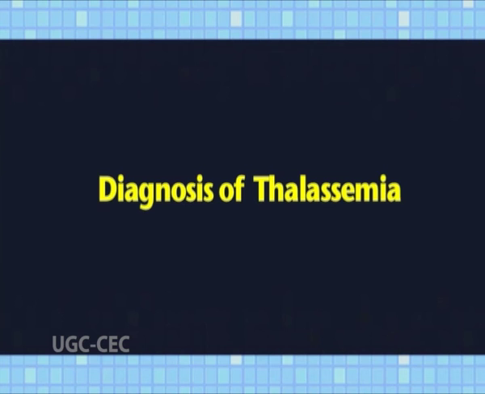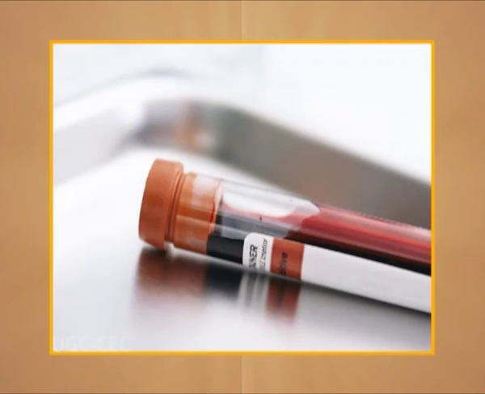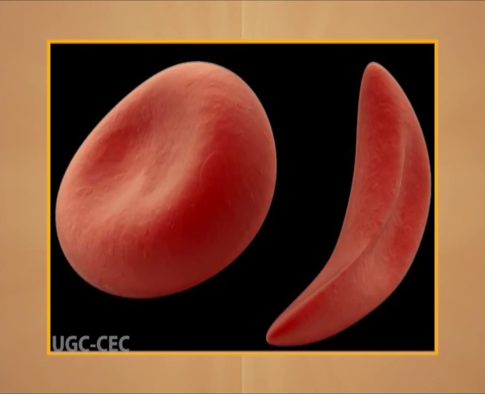Now, how is thalassemia diagnosed? If a doctor is trying to diagnose thalassemia, they will likely take a blood sample. They'll send this sample to the lab to be tested for anemia and abnormal hemoglobin. A lab technician will also look at the blood under a microscope to see if the red blood cells are oddly shaped. Abnormally shaped red blood cells are signs of thalassemia.